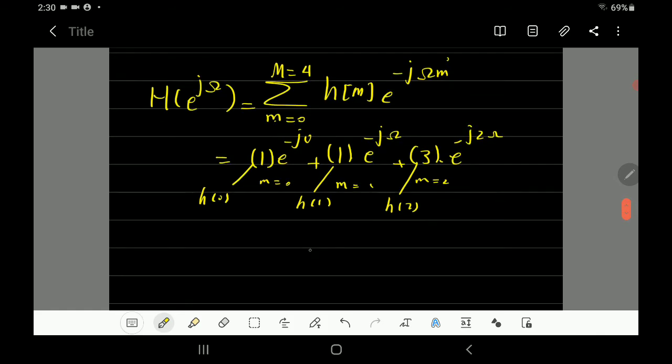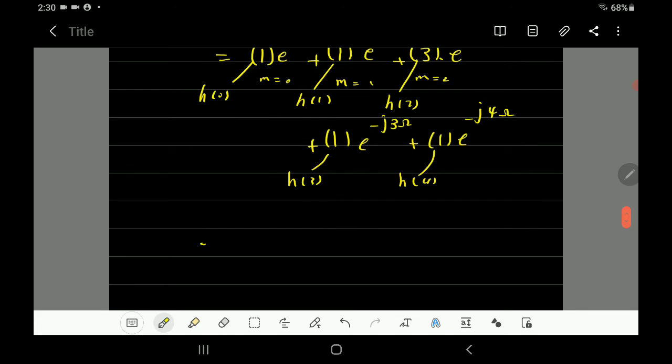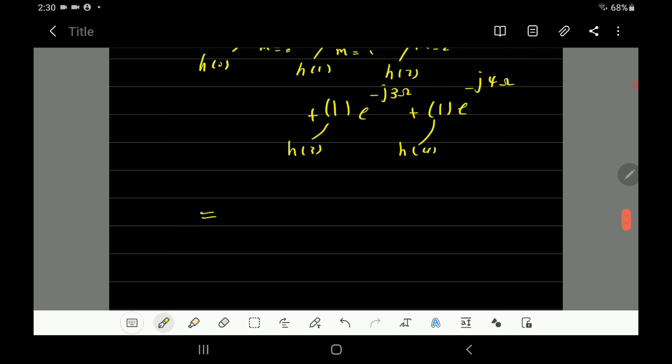Still have another 2, plus. After 3, it was 1. That's h of 3. E to the power minus j3 omega. Plus, the last one was also equal to 1. E to the power minus j4 omega. That's h of 4. So that would be the series, you know. Well, let's look at it in a neat way, simplify.